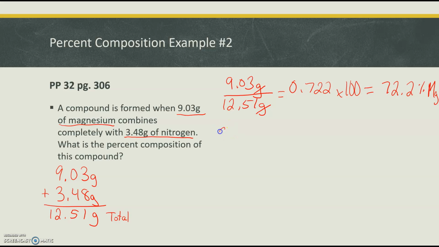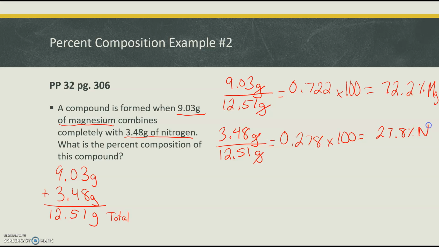Then we take our 3.48 grams of nitrogen and put it over our total. Grams again cancel out. This gives us the decimal 0.278. Multiplying that by 100, we will get 27.8% nitrogen in this sample.